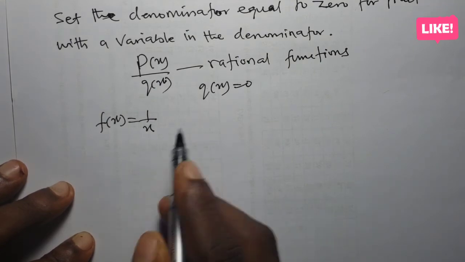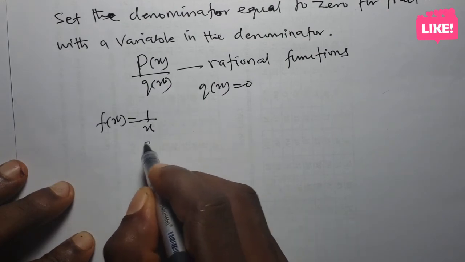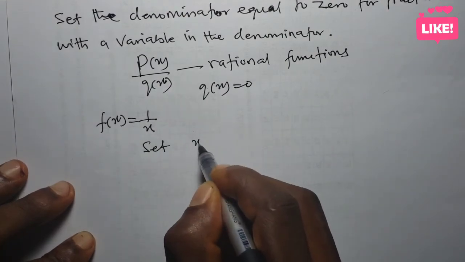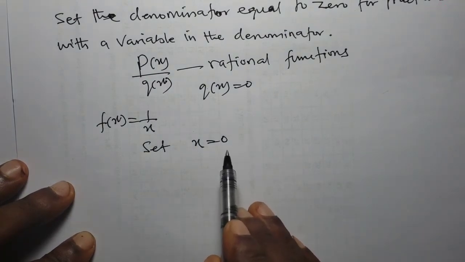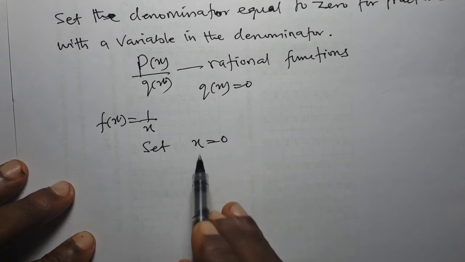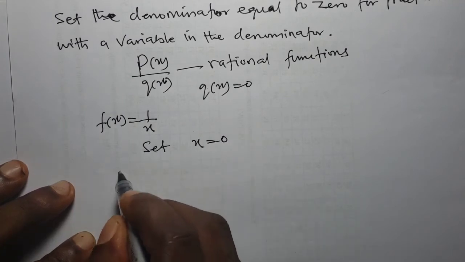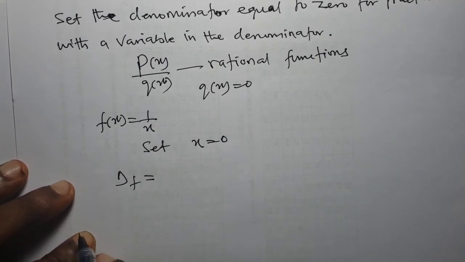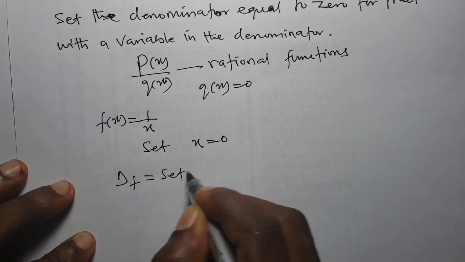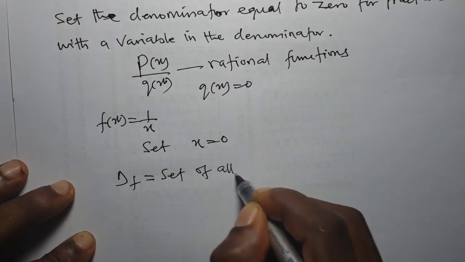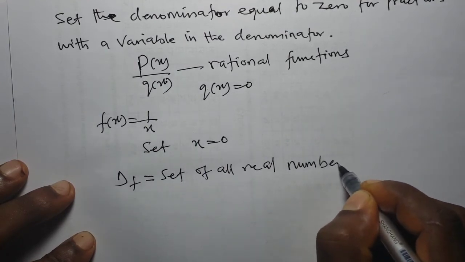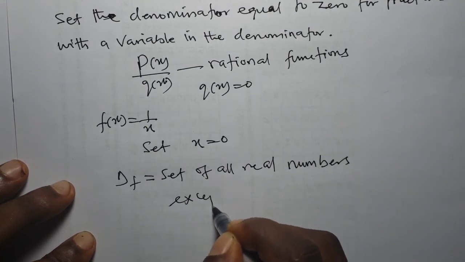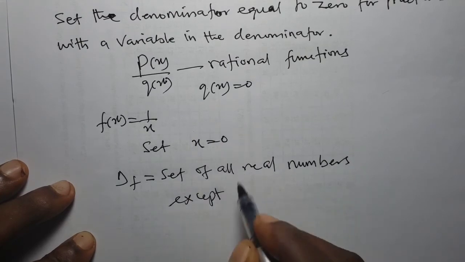a fraction, we set the denominator. So we set the denominator x to what? To 0. And solve. And in this case, x is just equal to 0. So what does this mean? This tells us that the domain of the function given to us is the set of all real numbers except what? Except 0.